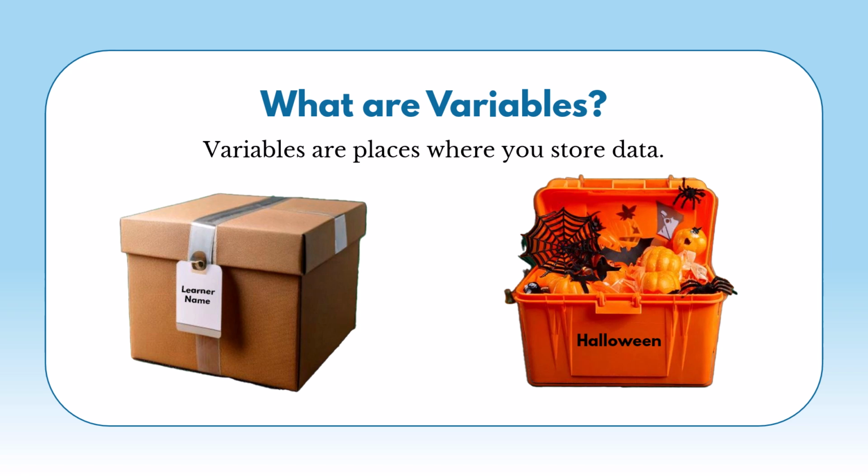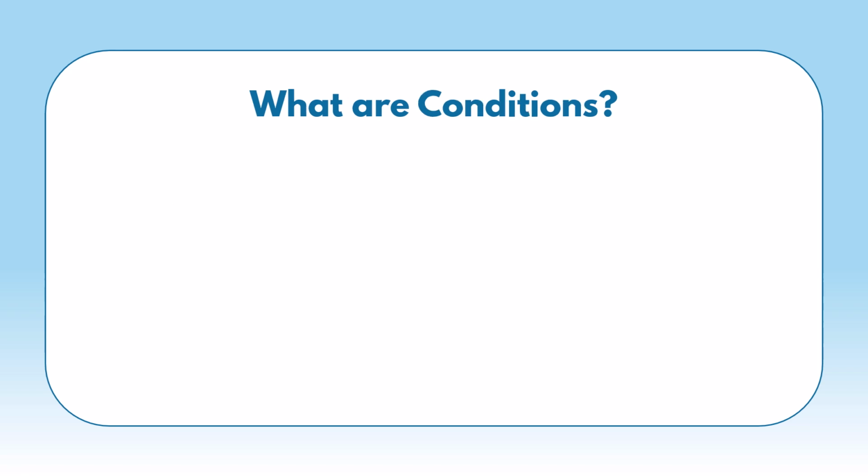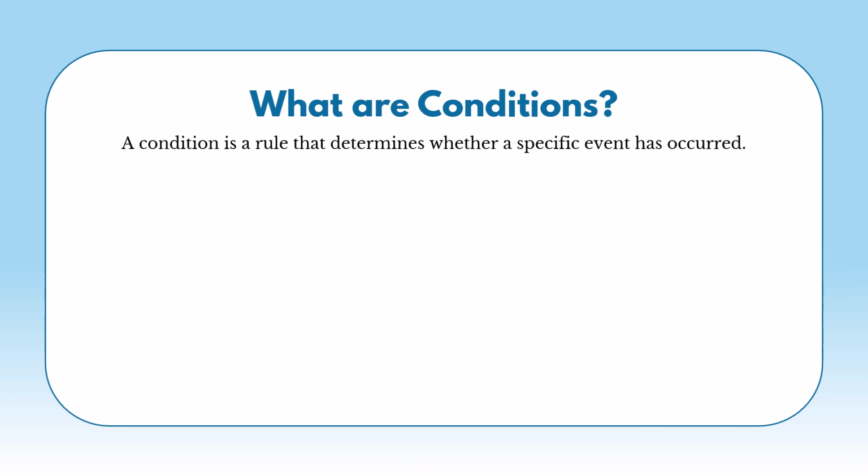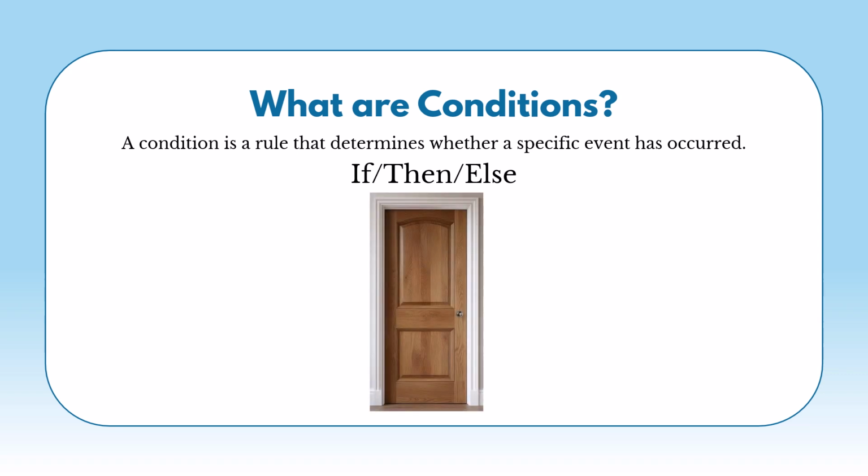use that information later. Now, what are conditions? A condition is a rule that determines whether a specific event has occurred. These are often framed as if, then, else statements. For example, if this happens, then that will happen, else something else will happen. Imagine a locked door that requires a key to open it.